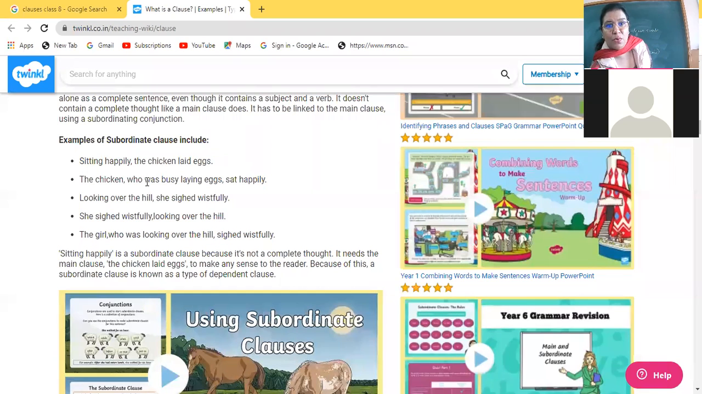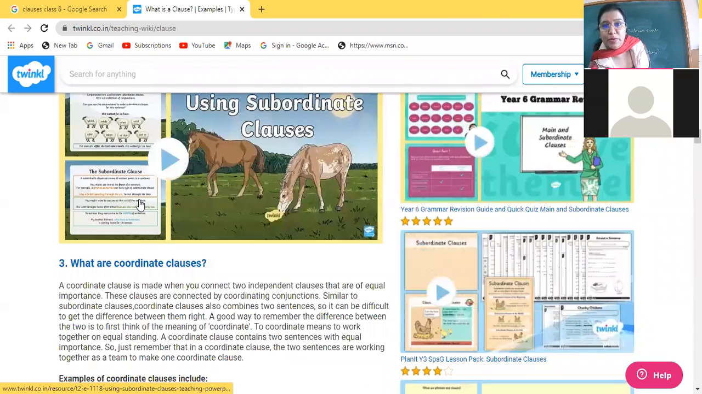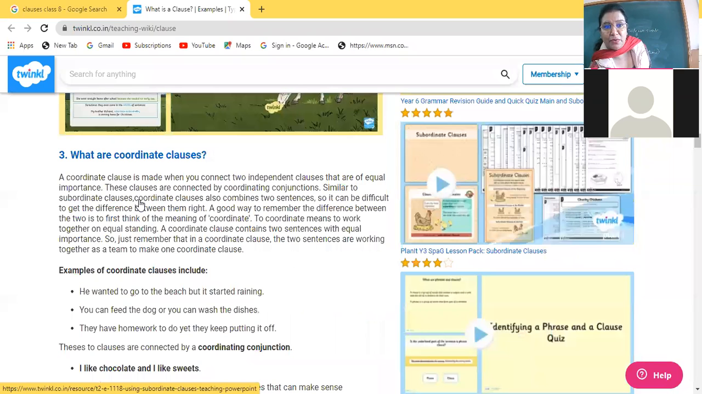The chicken who was busy laying eggs sat happily. So who was busy laying eggs? Looking over the hill, she sighed wistfully. She sighed wistfully. What is here? Looking over the hill, isn't it? Right? So we have here the subordinate clauses that are dependent on them.